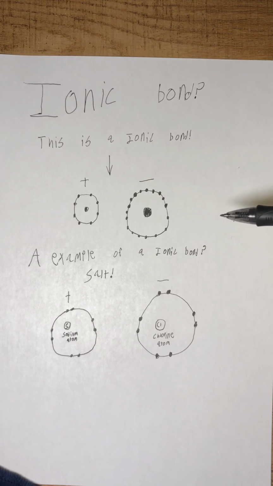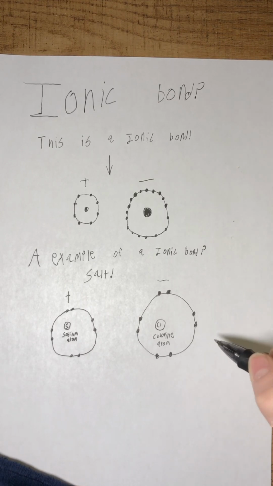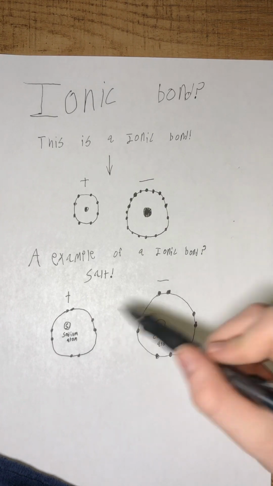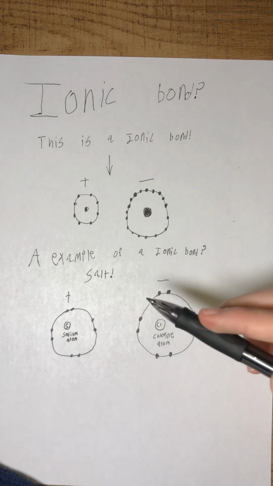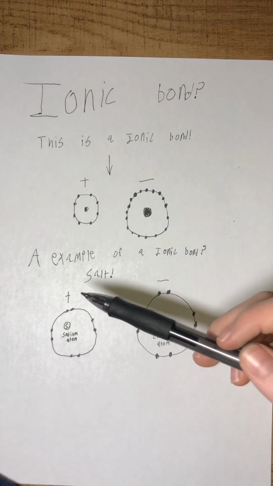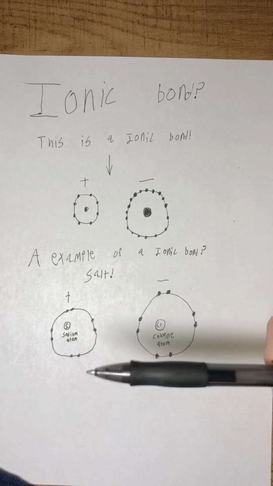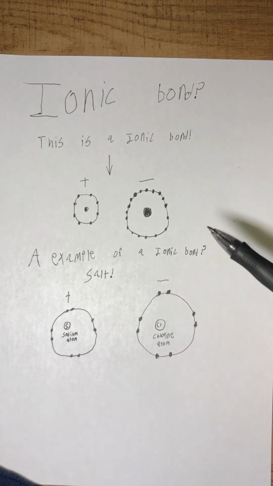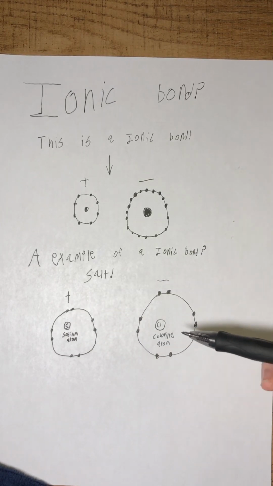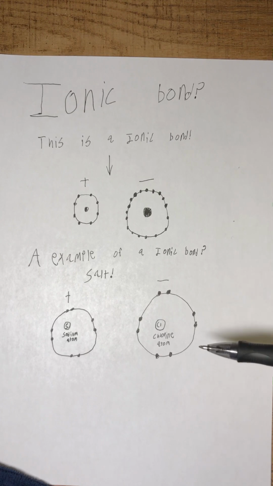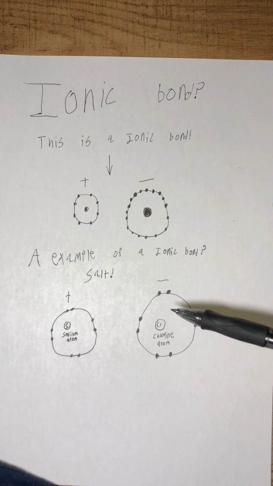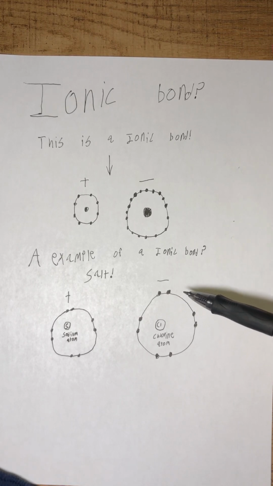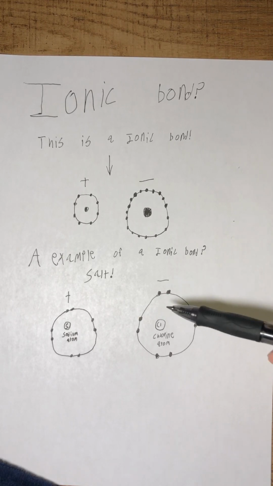An example of an ionic bond is salt. So a chlorine atom will take an electron from sodium. So sodium has 8 electrons, which it wants in its outer shell, and it becomes positive. But the chlorine wants 8 electrons, and it becomes negative because it has 8 electrons in its outer shell, and normally it only has 7, so it becomes negative.